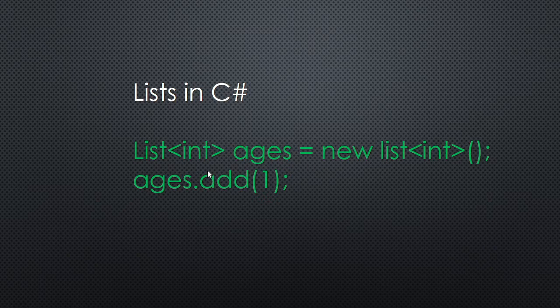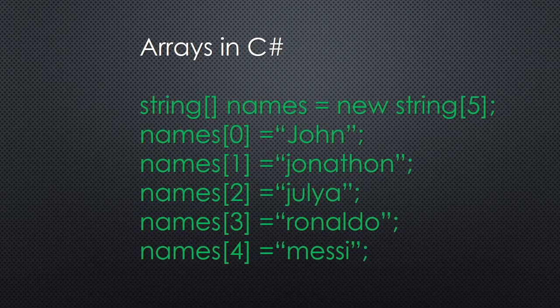I can keep adding items inside the ages list as much as I want, while going back to the array, I can't say names of 5 equal something, because the size is only 5, and here I have 1, 2, 3, 4, 5. So that's it. I can't add more. I can only add elements up to the size here.